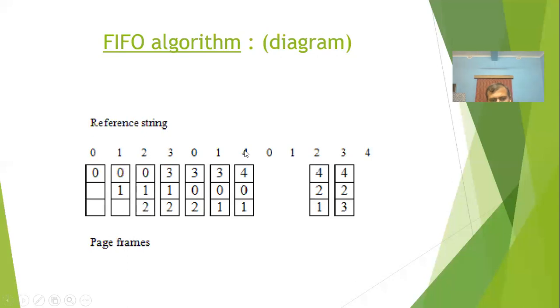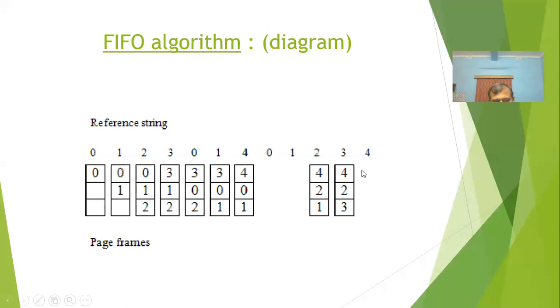So again, page 3 will be replaced because among the pages 3, 0, and 1, 3 came first, so we will replace 3 with 4, and now the available frames will contain the pages 4, 0, and 1. So the next two references are 0 and 1. Those pages are already present in the memory, so no faults will be there.